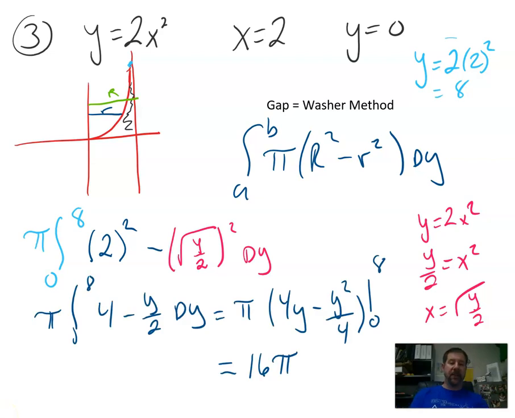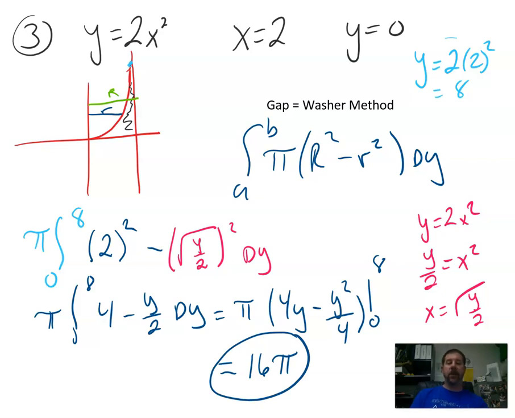So when you simplify that, you get pi times the integral 0 to 8 of 4 minus y over 2 dy. I take the antiderivative, I get pi times 4y minus y squared over 4, evaluate it from 0 to 8, and then when I evaluate that, you should end up with 16 pi. And there's the volume of our shape.